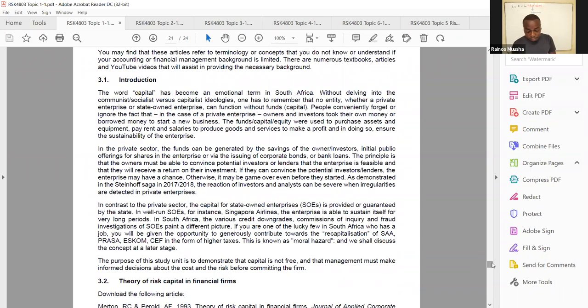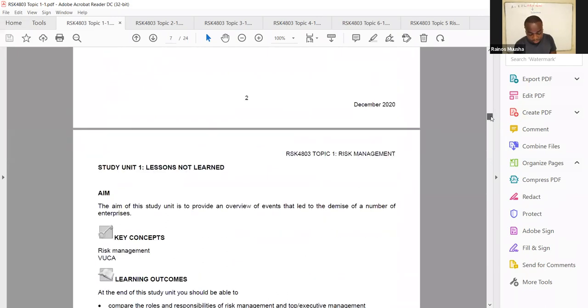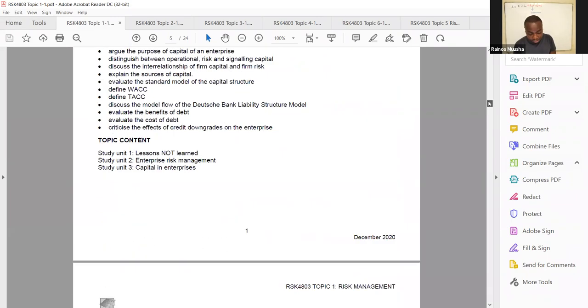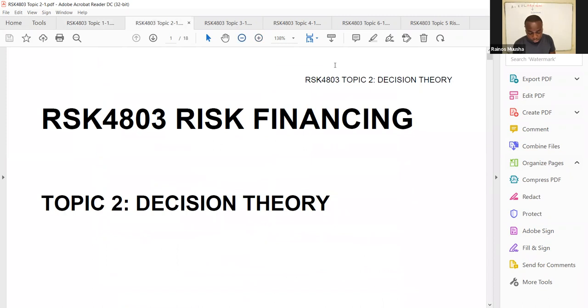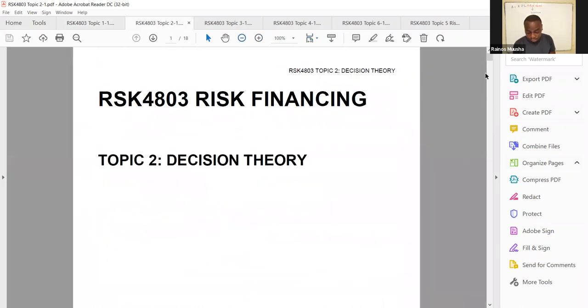All right, so I've given you a more detailed breakdown of what we are expected to cover in study unit one, study unit two, and study unit three, because remember, these are the three study units found under topic one. Then we're also going to be looking at topic two. And topic two looks at decision theory.